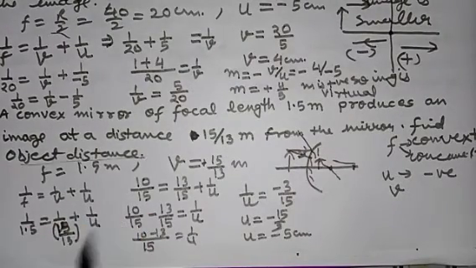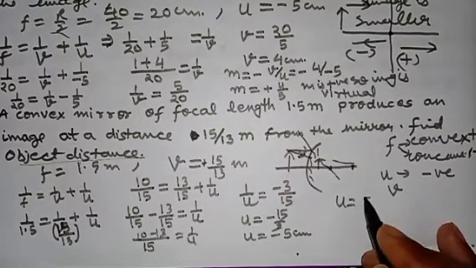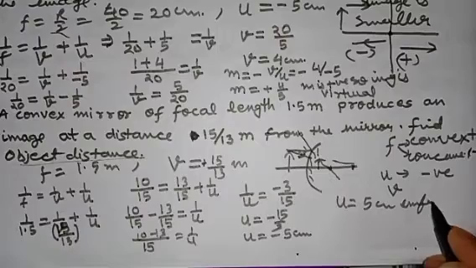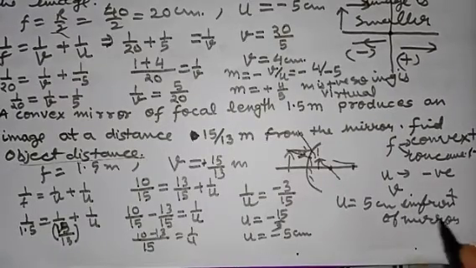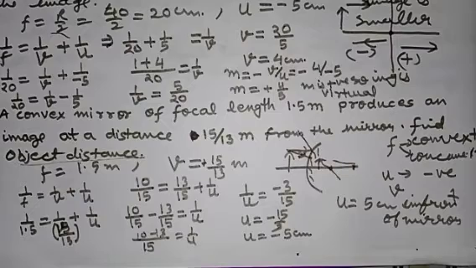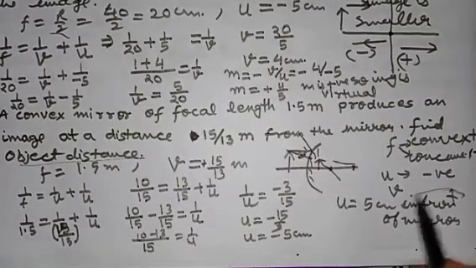So u equal to minus 5 centimeter. That is what was required, the object distance. And in a few books it is written as 5 centimeter in front of the mirror. So a student often says that here u is positive, but actually this statement contains its negative.